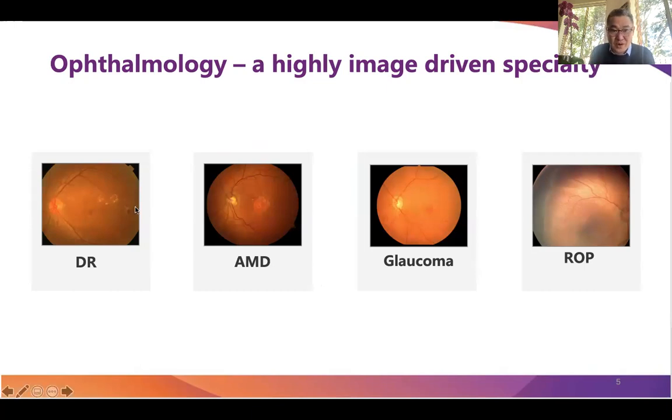People started to work on artificial intelligence in four specific diseases: DR, AMD, glaucoma, and ROP. The reason is that these four types of diseases are highly image driven. For example, in DR, you can see exudates, hemorrhages, and IRMA changes. In AMD, you can see changes in the macular region. In glaucoma, you can see changes in the optic disc. And in ROP, in the peripheral retina, you can see proliferation as well.